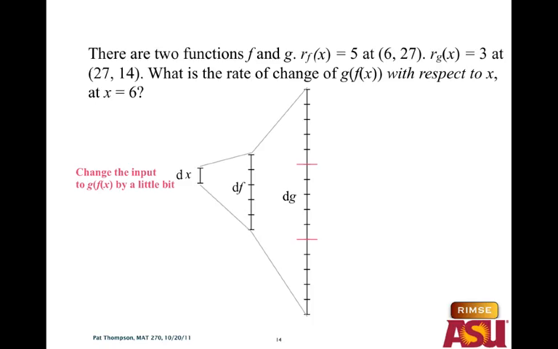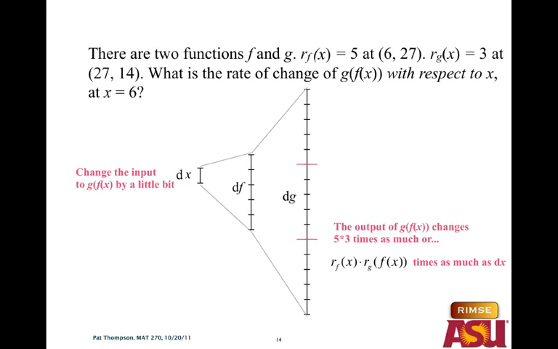It's going to change by 5 times whatever the change in dx for f, and then for that change, it's going to be 3 times that to get the change in g. So in those two steps, the output of g of f of x changes 5 times 3 as much as dx. Okay?